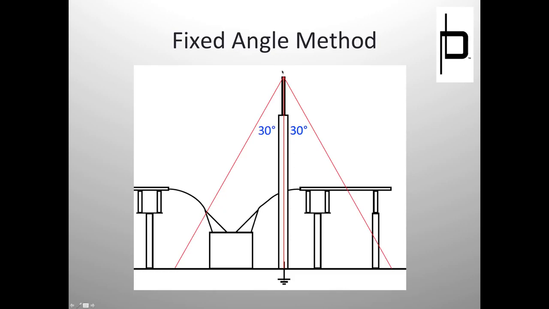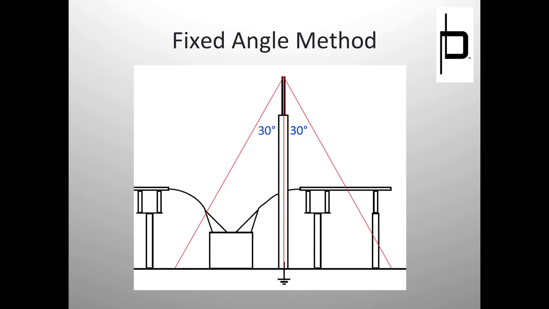So this is a shielding electrode inside a substation, and you can see that it's grounded. And this shielding electrode provides a shielding protection of, according to the fixed angle method, 30 degrees from its highest point. So 30 degrees in any direction. Anything that falls inside the 30-degree window is considered protected. Anything that falls outside the 30-degree window is considered unprotected or exposed.